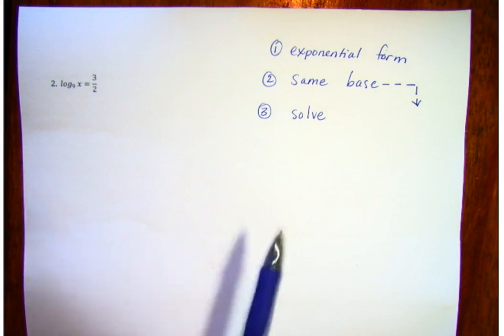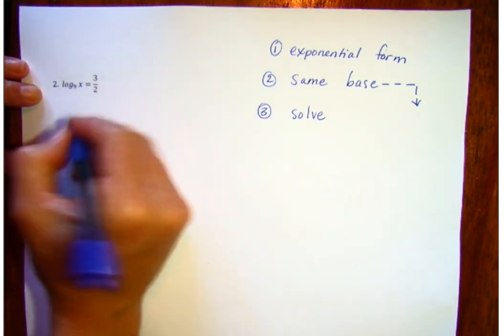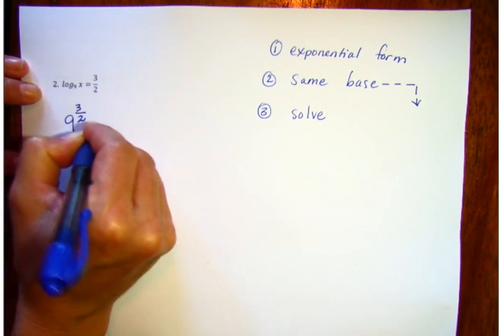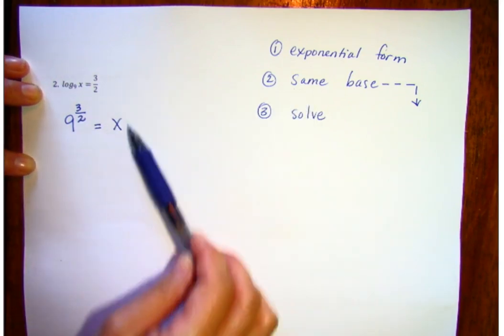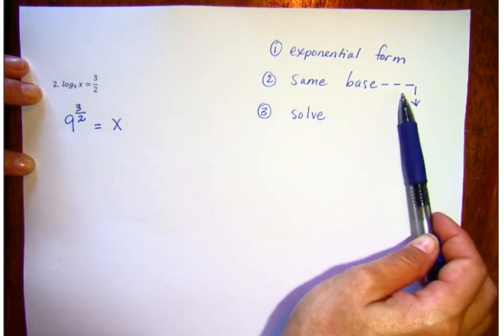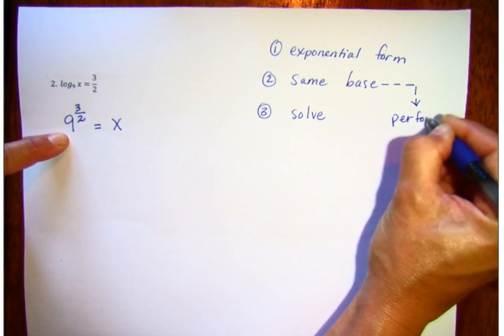All right, for number 2, it is a logarithmic function. I'm going to convert to exponential form. The base is 9. The exponent is 3 over 2, and that gives us some sort of answer. So since I do not have a number here, I cannot convert to the same base. All I need to do here is perform the exponent.